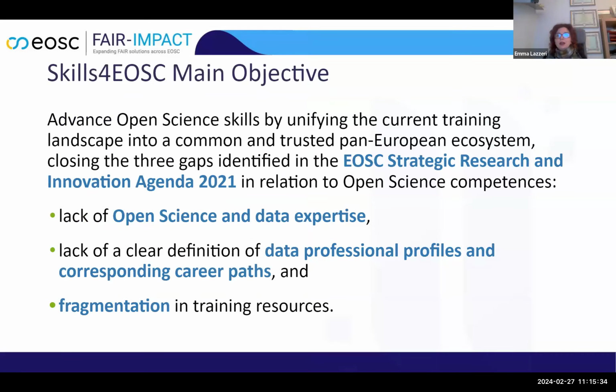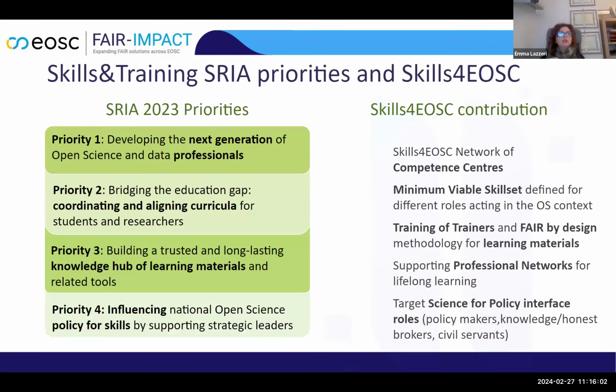So this is where the Skills for EOSC project comes in, because we are trying to respond to those needs that were already identified in the EOSC Strategic Research and Innovation Agenda in 2021. So the lack of open science and data expertise, the lack of a clear definition of data professional profiles and corresponding career paths, and the fragmentation of training resources.